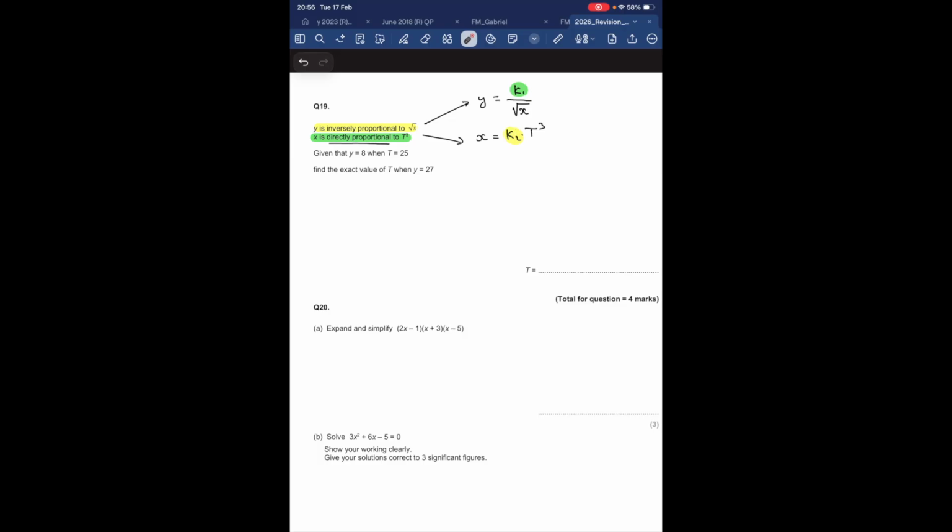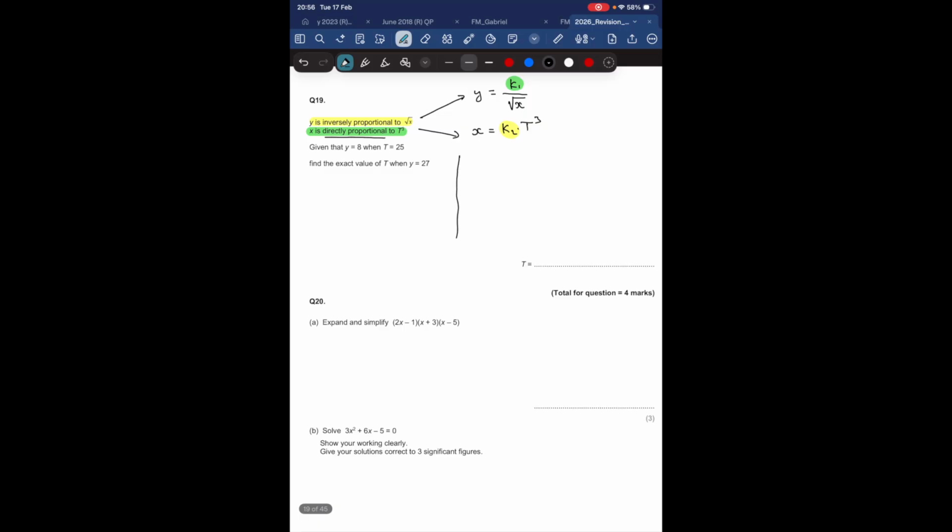Now, if you look at the next piece of information we're given, we're told that y is equal to 8 when t is equal to 25. There is no mention of x anywhere in this statement. What that suggests is that we will need to combine these two equations together to get rid of the x. So we're just left with an equation with the y and the t in it. Now, we can combine these two equations together because they both have an x in them. So we're going to do a simple substitution. Now, because this is going to be a multi-step problem, I'm going to draw a column line to separate out my working, going down the middle.